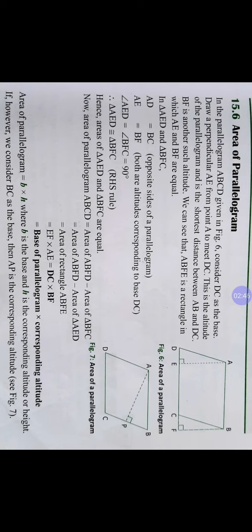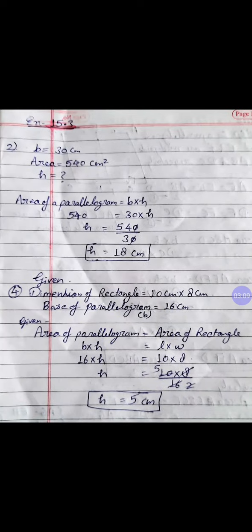The same thing can be done for the second diagram. For the second diagram the base will be BC and the perpendicular will be AP. So this formula we have to learn: base into corresponding perpendicular. This is our very important formula for the area of a parallelogram. Now let's come to the exercise.